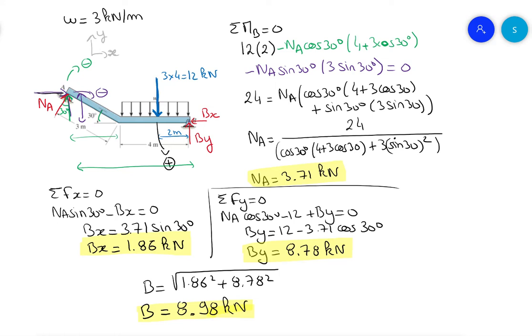So that's it for this little example with an easy distributed load and the reaction forces at the connections at A and B to find.